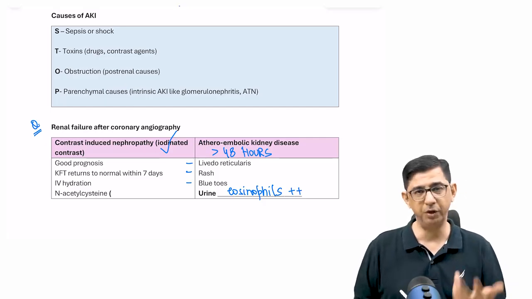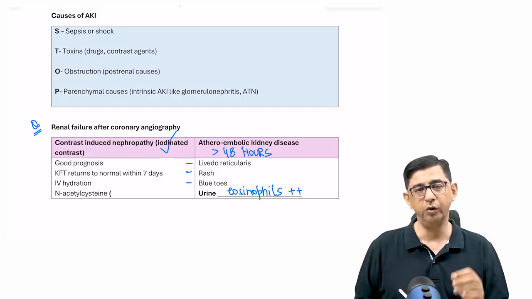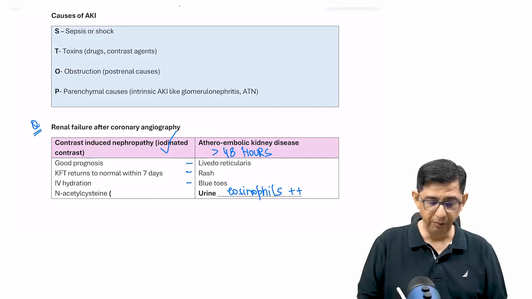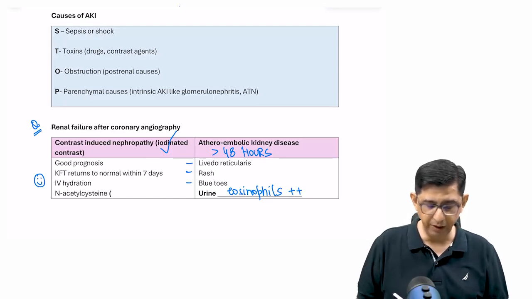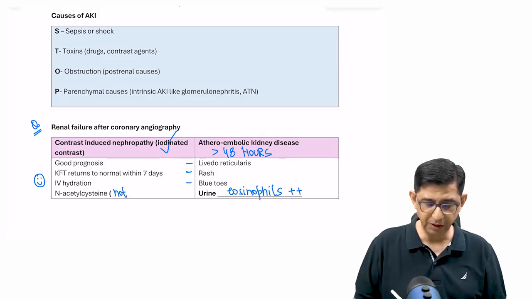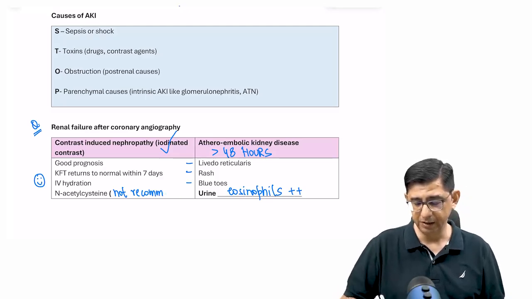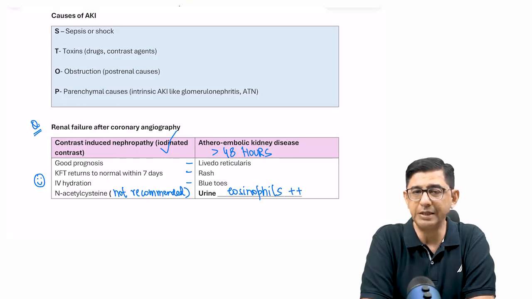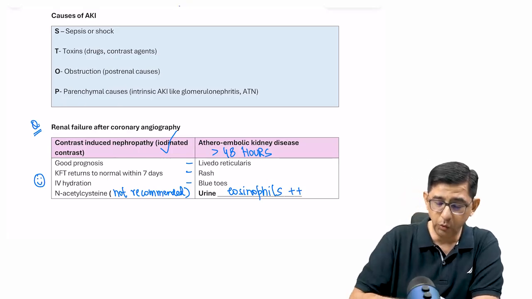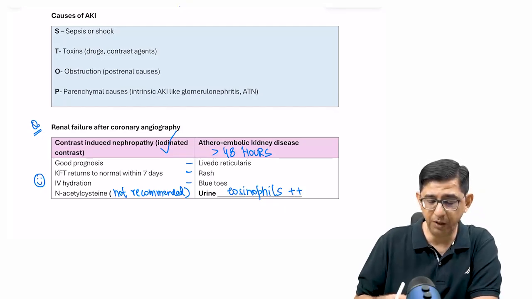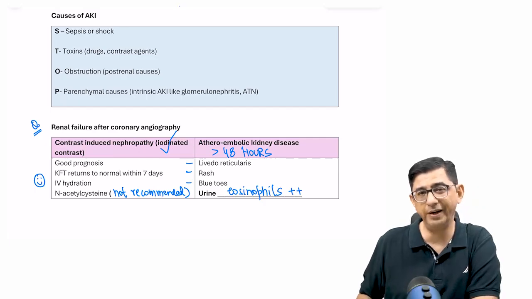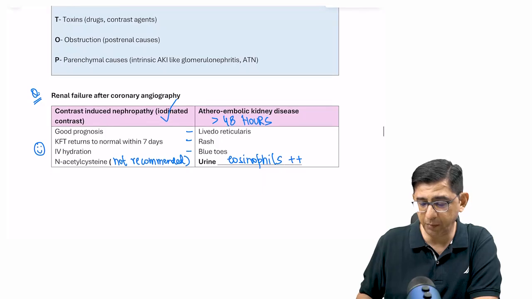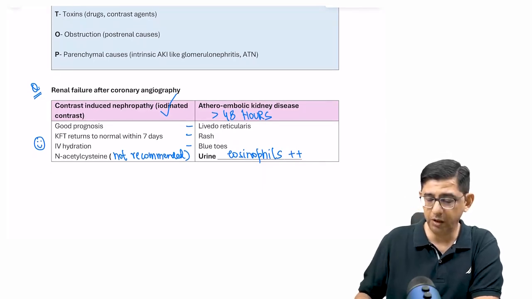The KFT of the patient will be deranged, but there will be no anuria. Rather, polyuria is present. For management of this condition, what is recommended is simple hydration. Earlier, the antidote for contrast-induced nephropathy was the same as the antidote for paracetamol toxicity, that is N-acetylcysteine. But currently it is not recommended for management of patients of CIN, that is contrast-induced nephropathy. So the kidney can fail in 2 ways after angiography. One is contrast-induced nephropathy. Second is atheroembolic kidney disease, which can be picked up on the basis of rash, blue toes, and urinary eosinophiluria.